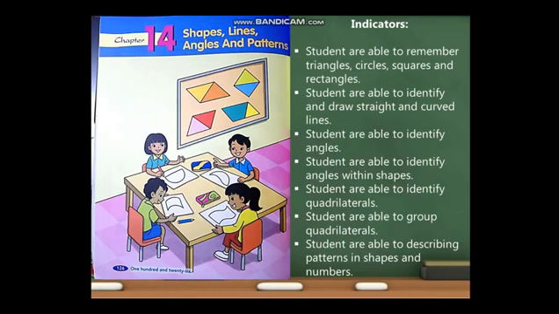Students are able to identify quadrilaterals. Students are able to group quadrilaterals, and then students are able to describe patterns in shapes and numbers.